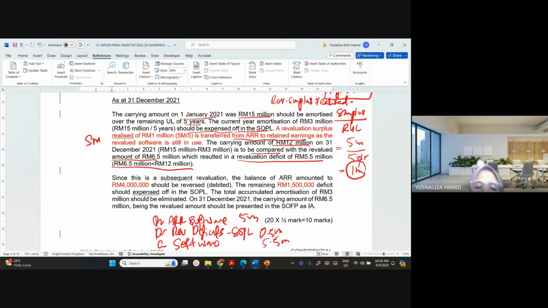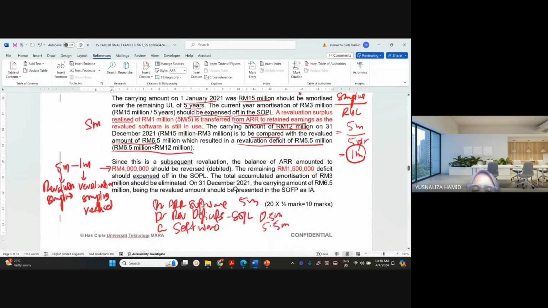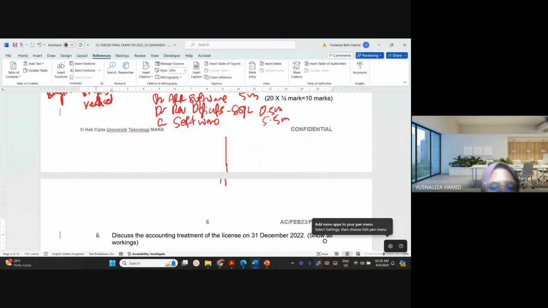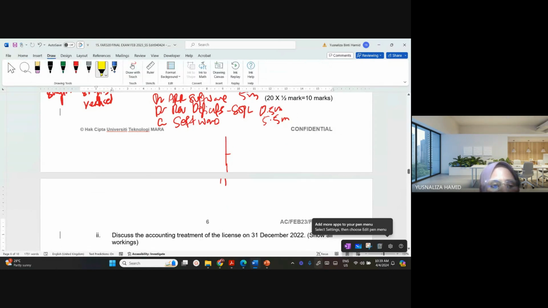Yeah, 4 million. Why 4 million? Because first it was 5 million, but you have 1 million which is deducted due to revaluation surplus realized. This 5 million here is the revaluation surplus. Look at what I was doing here. So that's how you get 4 million. So the balance of ARR now becomes 4 million because previously you have transferred to retained earnings. Okay, just imagine this one. I erase this for a while. I want you to understand because otherwise you may not be able to do it.